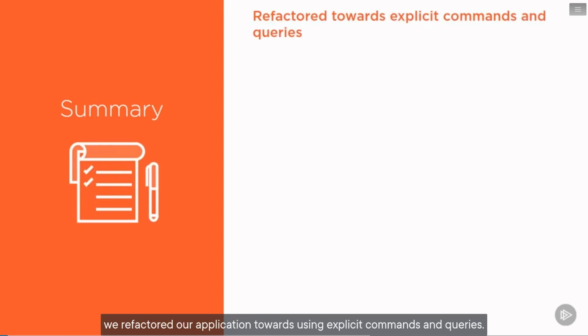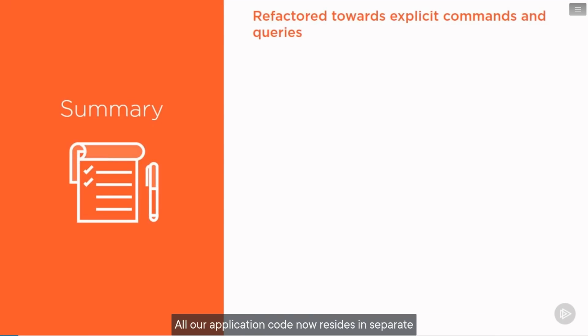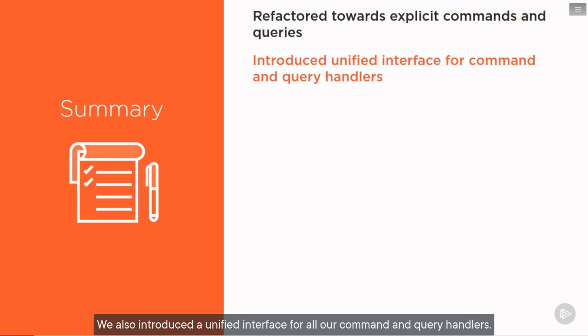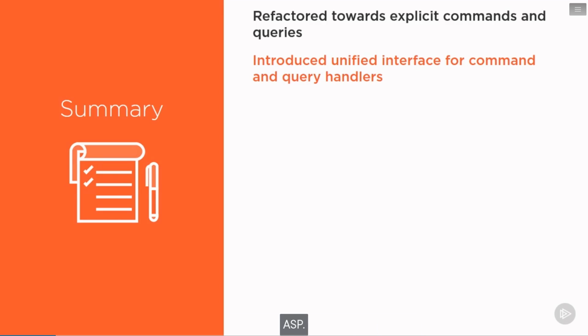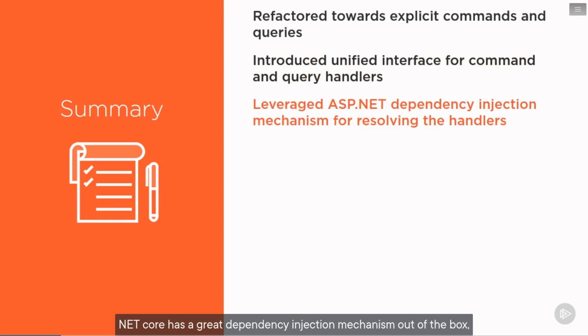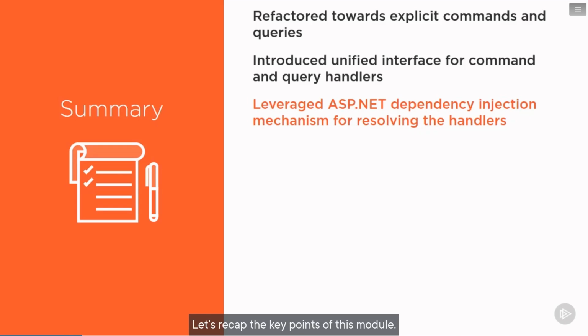In this module, we refactored our application towards using explicit commands and queries. All our application code now resides in separate command and query handler classes. We also introduced a unified interface for all our command and query handlers. This will help us in the next module when we'll be working on decorators for them. ASP.NET Core has a great dependency injection mechanism out of the box, and we've leveraged that mechanism for the handler resolution. Let's recap the key points of this module.